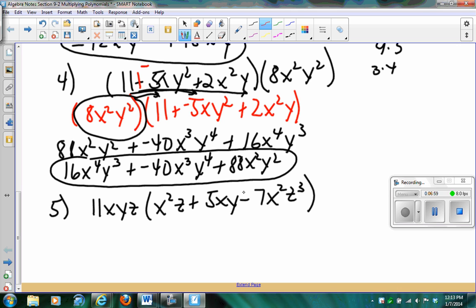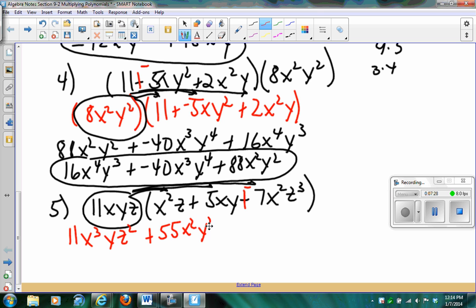I'm going to change the subtraction to addition of the opposite, and I am going to multiply this term times each term inside the parentheses. I will have here 11x to the third y z squared plus 11xy times the 5xy term is 55x squared y squared z plus a negative 77x to the third y z to the fourth.